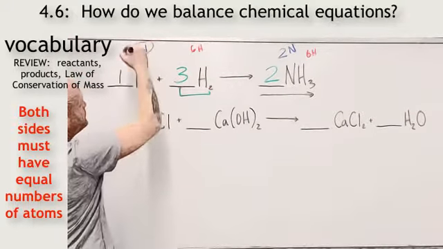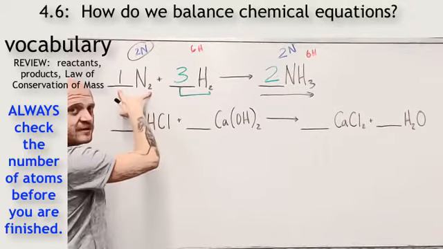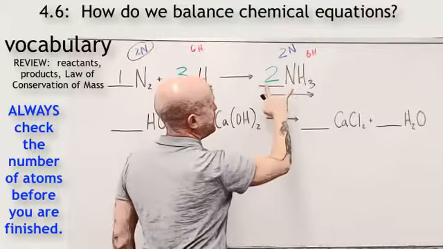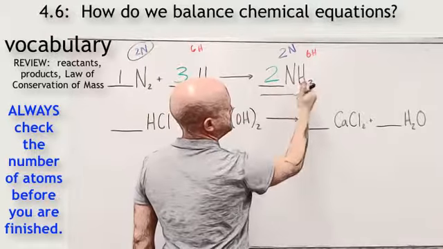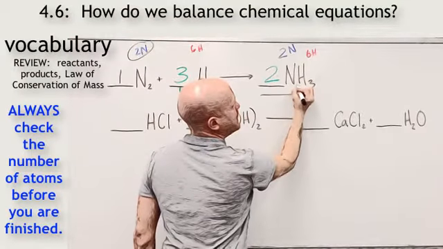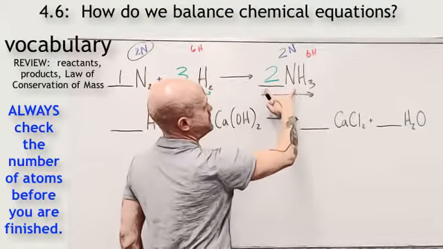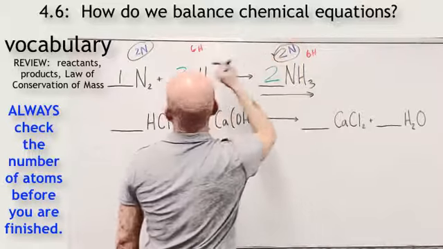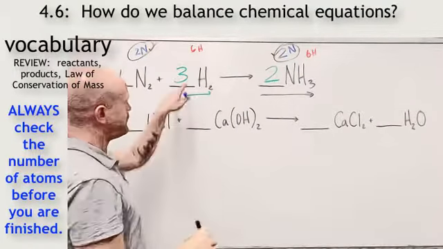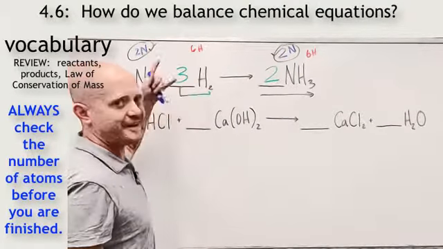So here we have 2 nitrogens. That checks out. 1 times 2 is 2. Going over here, we also have 2 nitrogens, because remember, we assume that there's a 1 right here. 2 times 1 is 2. Nitrogens, check. Looking at the hydrogens, I just reviewed that, but I'll do it again. 3 times 2 is equal to 6. 2 times 3 is also equal to 6. Hydrogens, check out.